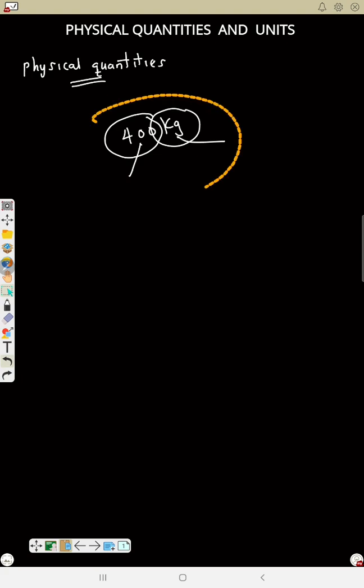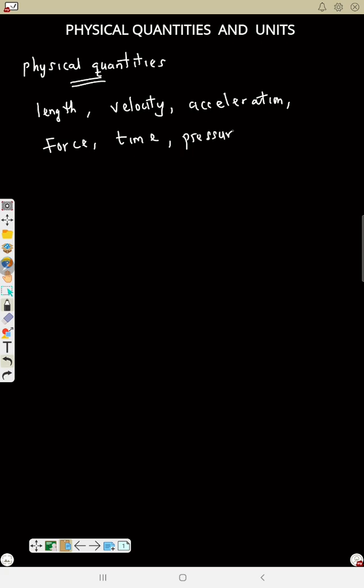So what are examples of physical quantities? Examples of physical quantities are, let's say, length, velocity, acceleration, force, time, pressure, mass, density. Now all these examples are physical quantities, etc.